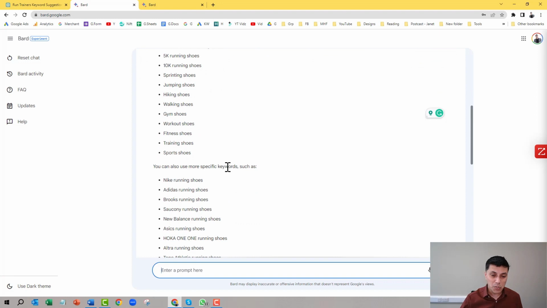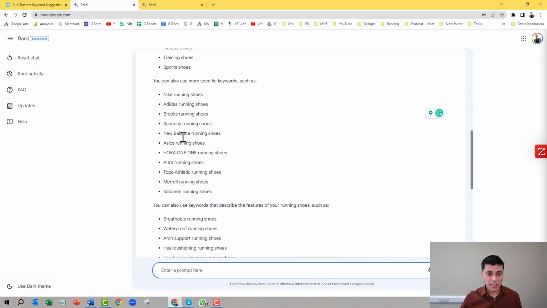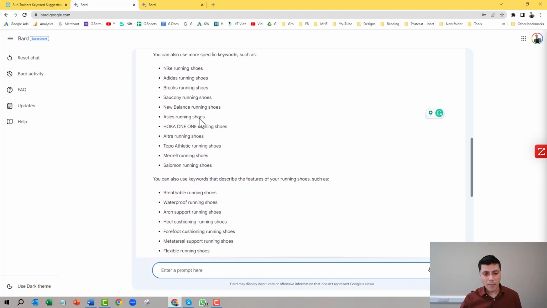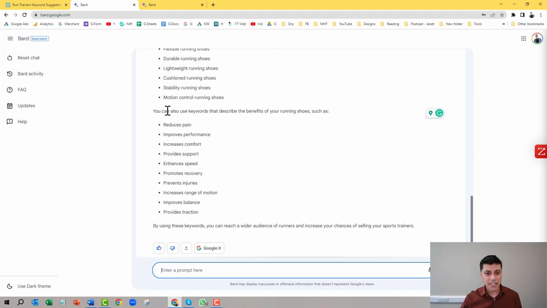You can also use more specific keywords such as Nike running shoes, Adidas running shoes, or New Balance running shoes, and so on. So that's really good because that can help you to structure a campaign. You can also use keywords that describe the features of your running shoes, such as breathable running shoes, waterproof running shoes, foot cushion running shoes, and so on. And it goes on. You can also use keywords that describe the benefits of your shoes, such as reducing pain, increase comfort, provide support.